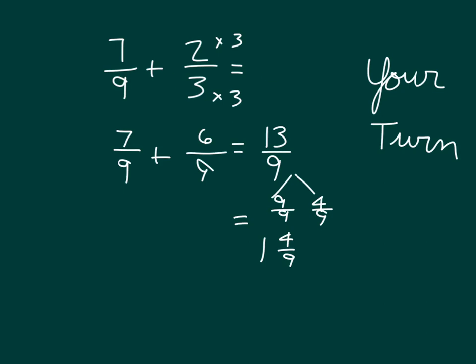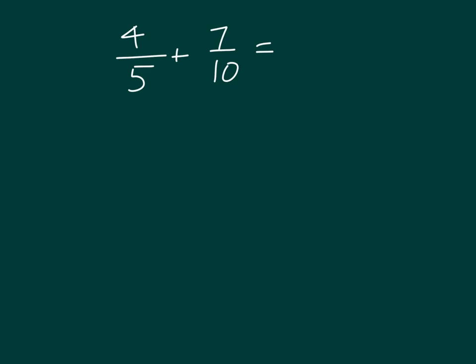Read the whole number sentence with me, along with that answer. 7/9 plus 2/3 equals 1 4/9. Let's do one more problem here. Here we have 4/5 plus 7/10. Let's use tape diagrams to solve this one here.